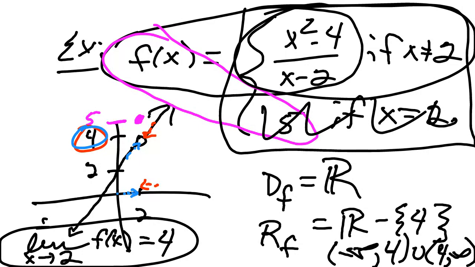Notice that is not plugging in 2. If I plugged in 2, I'm going to get 5. So this is not equal to f of 2 in this case. Okay, so those are some specific examples to give you a concept of what a limit is.